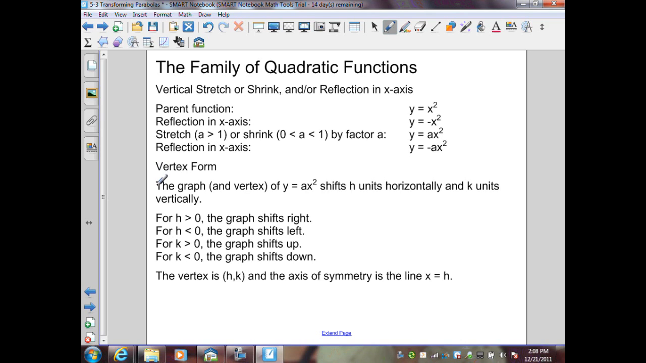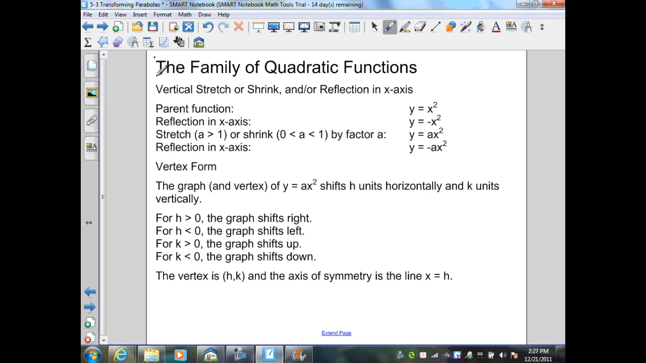In the vertex form, we have the graph and vertex of y = x², and it shifts h units horizontally and k units vertically. For h greater than 0, the graph shifts right. For h less than 0, the graph shifts left. For k greater than 0, the graph shifts up. For k less than 0, the graph shifts down. The vertex is (h, k), and the axis of symmetry is the line x = h.